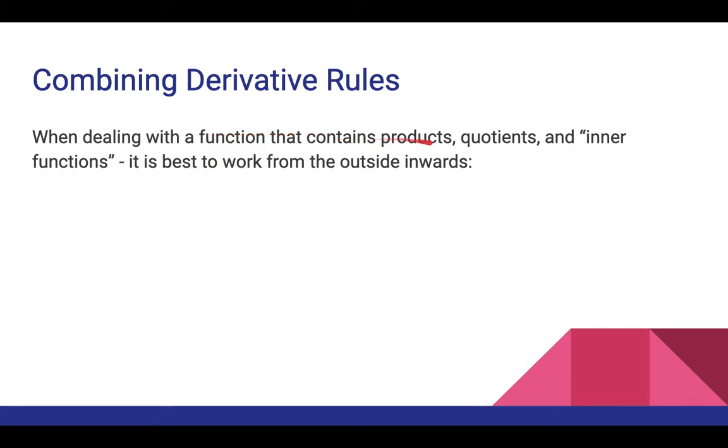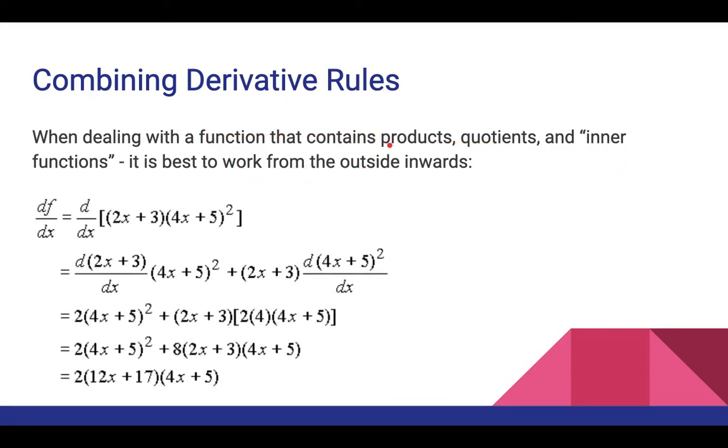When dealing with a function that contains products, quotients, and inner functions, it's best to work from the outside inwards. Okay, so if we look at 2x plus 3 times 4x plus 5 squared, we can see that we do have a chain rule here because we have 4x plus 5 squared. But first off, before we get to chain rule, working our way from the outside in, we have a product rule of two functions multiplying each other. So the first rule we're going to apply is a product rule.